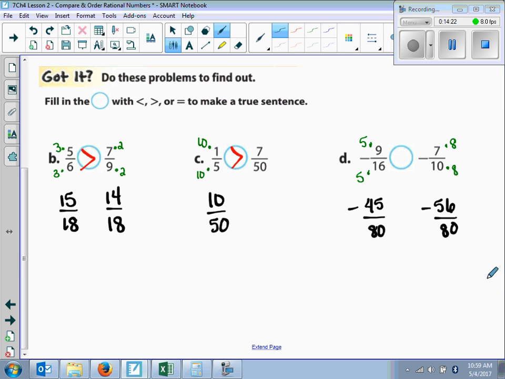Okay? So now we can compare. Keep in mind that when both numbers are negatives, the higher the number, the lower the value. Very good. So what symbol goes in between? Greater than. That's also going to be a greater than, huh?